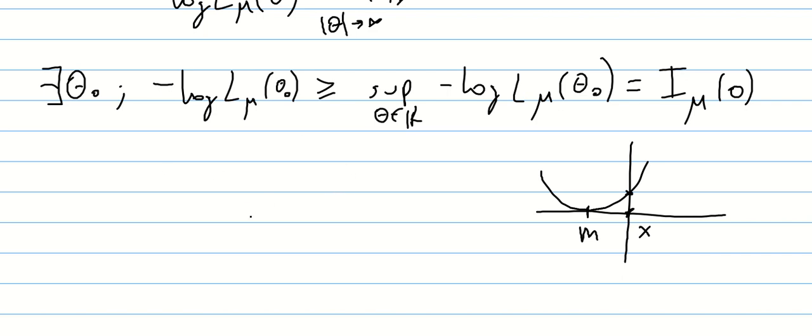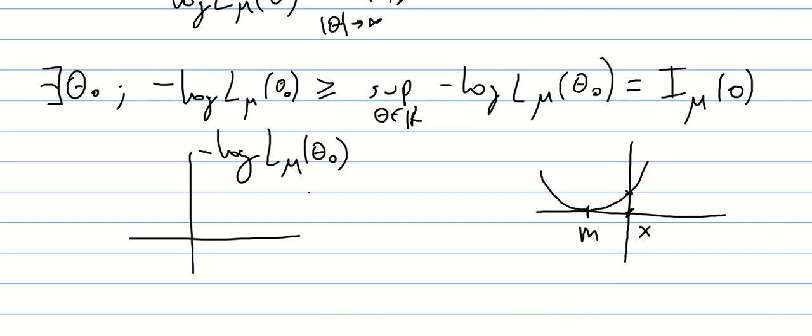Okay, so let's plot here minus log L mu of theta 0. So x here is 0, and we're getting a positive thing. And m is negative, so the derivative is negative, and this is minus, so the derivative is positive. We get something like this. So this is a good plot of log of L mu of theta, and this is theta 0.